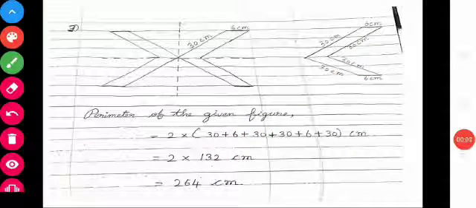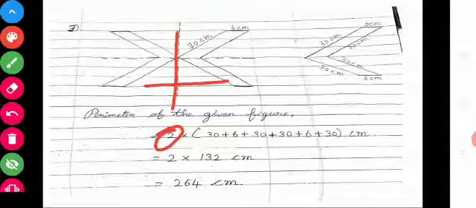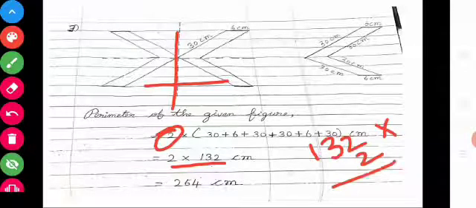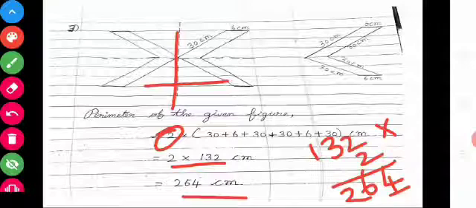We find the perimeter of the shape on either side of the mirror line and multiply it by 2. Now multiply 2 into 132. 132 into 2, what is the answer? 2 2s are 4, 3 2s are 6, 1 2s are 2. 264 centimeter. The perimeter of the given figure is 264 centimeter.